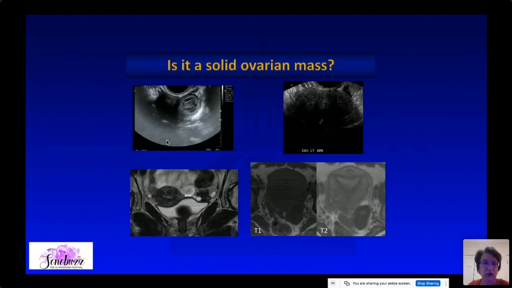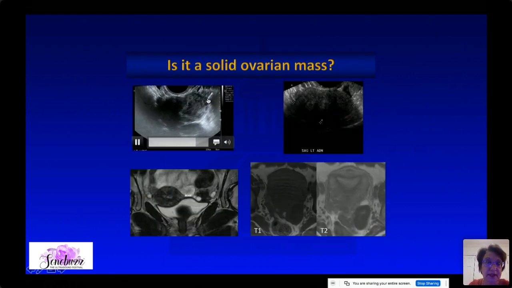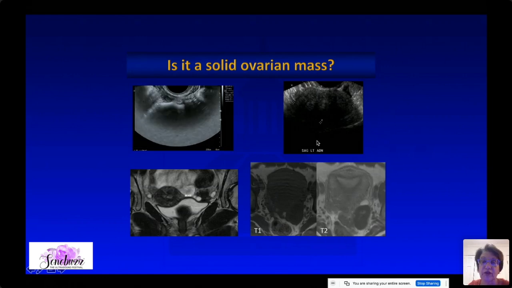So again, here we see this lesion here, this lesion here. So these were actually ovarian fibromas. You can see that it's part of the ovary with a hemorrhagic cyst. But again, MR is helpful. You can see the uterus is normal, but there is this low signal intensity lesion. That's the ovarian fibroma.